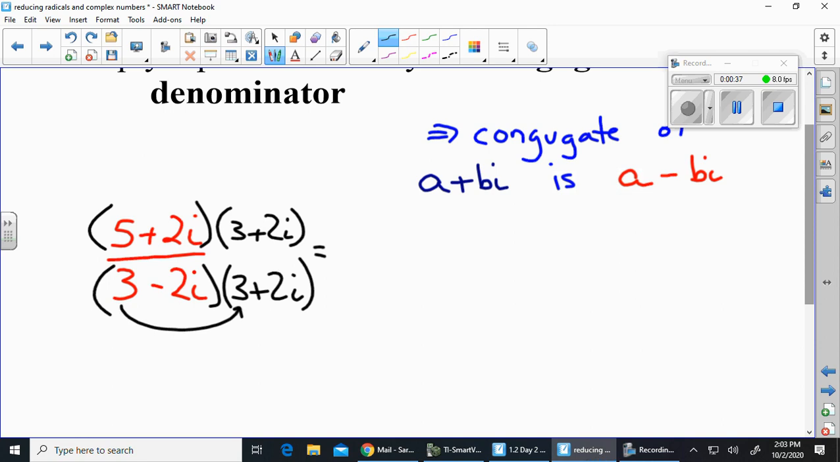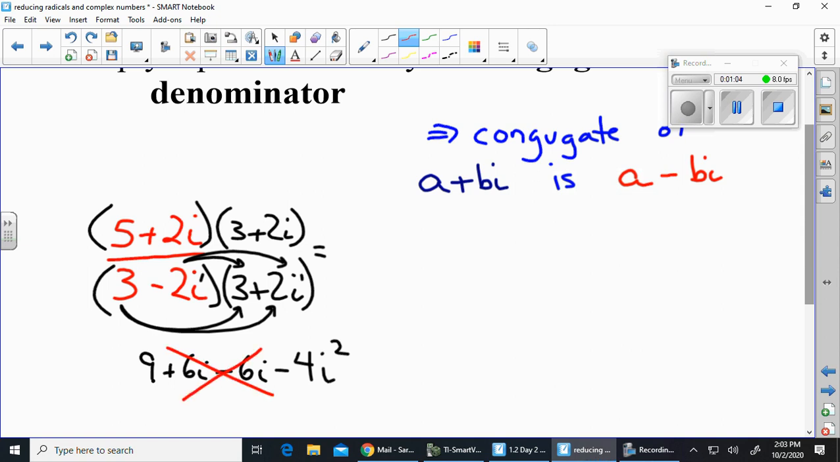So on the bottom, 3 times 3, 3 times positive 2i, negative 2i times 3, negative 2i times positive 2i. I get negative 4i squared. Remember when I take an i times an i, I get i squared. So we're still working with the bottom. Multiplying by the conjugate, those middles cross out. We see i squared. It's negative 1. It goes away, the sign in front of it changes. So that bottom is 9 plus 4, 13.